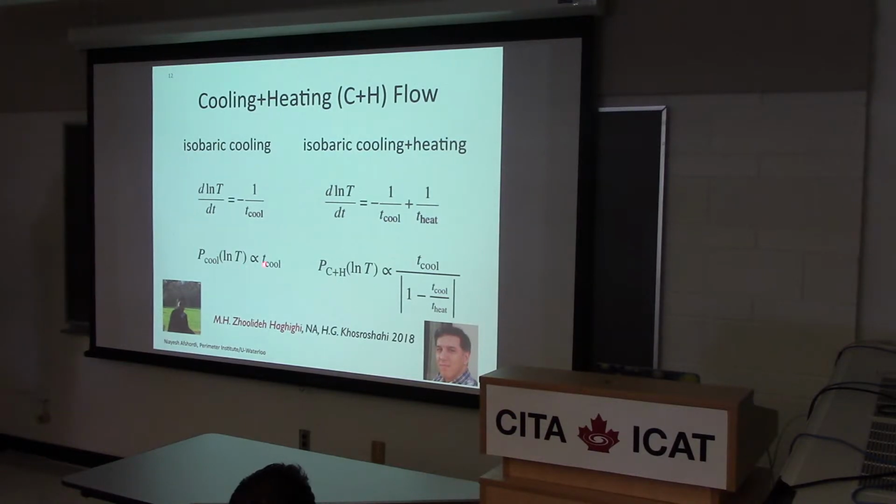And of course, if you go through the same logic, then the probability of finding a gas at some temperature would go as 1 over this, which is T cooling, what you had before, divided by this thing, which is 1 minus T cooling over T heating. You notice at some point this goes to 0, so you have to regularize it. But since it diverges only logarithmically, it doesn't matter very much how you regularize it. Basically, this is a prediction if you have cooling and heating happening at the same time. It's a very obvious and straightforward extension of a standard cooling flow. So we call this C plus H, or cooling plus heating flows.